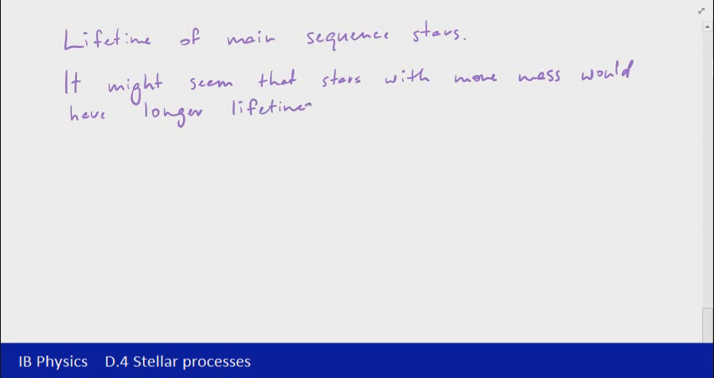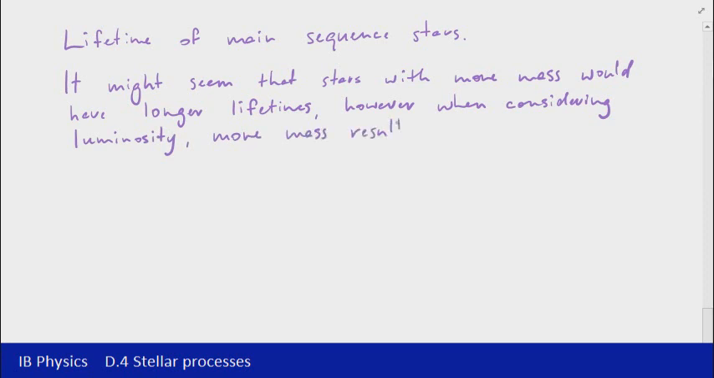And the reason for that is due to the luminosity of the stars. So when considering luminosity, the opposite is actually true. So more mass results in shorter lifetimes. The rest of this video is basically looking at that relationship and why that is so.